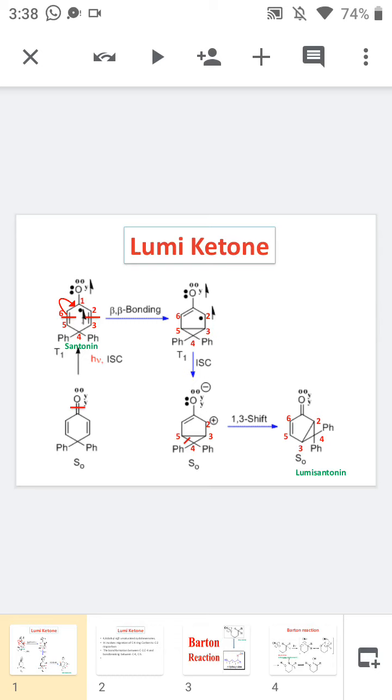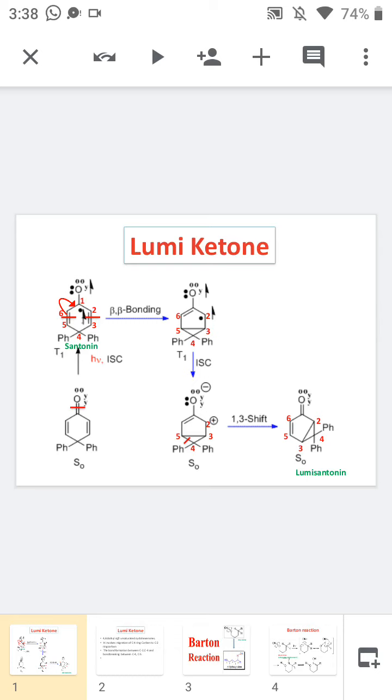Good evening everybody. Today we will discuss the next topic of photochemistry, that is the Lumi ketone rearrangement. In the Lumi ketone rearrangement, our starting material is an alpha beta unsaturated ketone as a part of a ring.